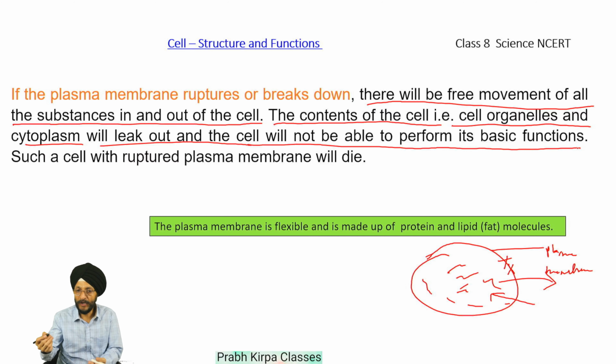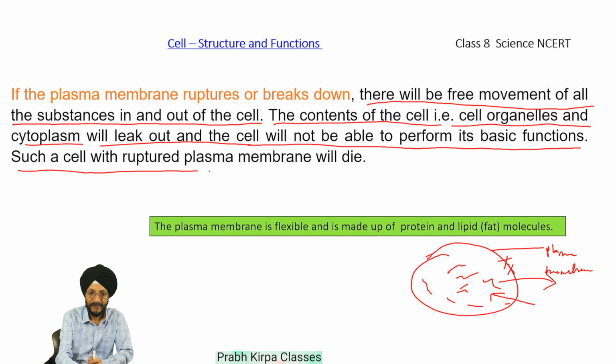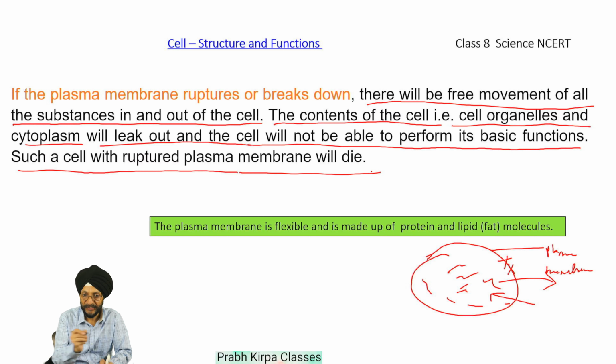For example, mitochondria is the powerhouse of the cell. Ribosomes are associated with protein manufacturing. So the different organelles of the cell will not be able to perform their functions. So such a cell with a ruptured or broken plasma membrane will die. This is also an important point: the plasma membrane is flexible and it is made up of protein and lipid molecules.